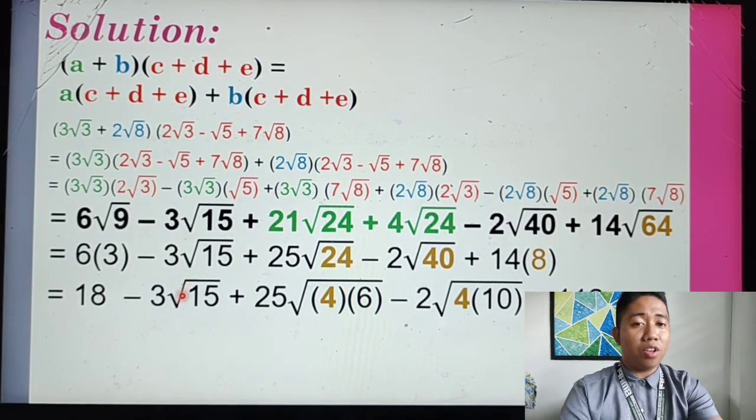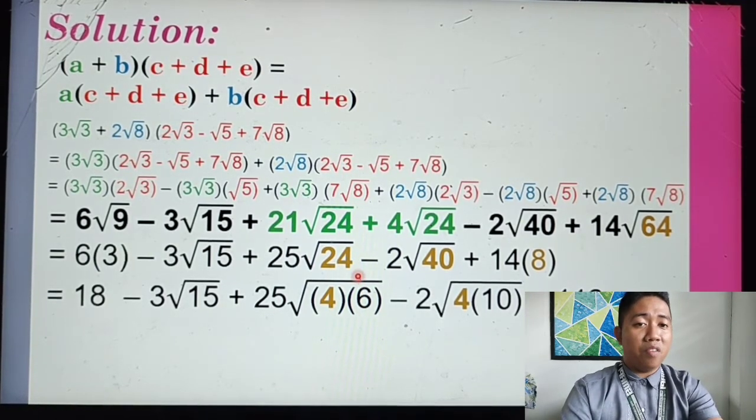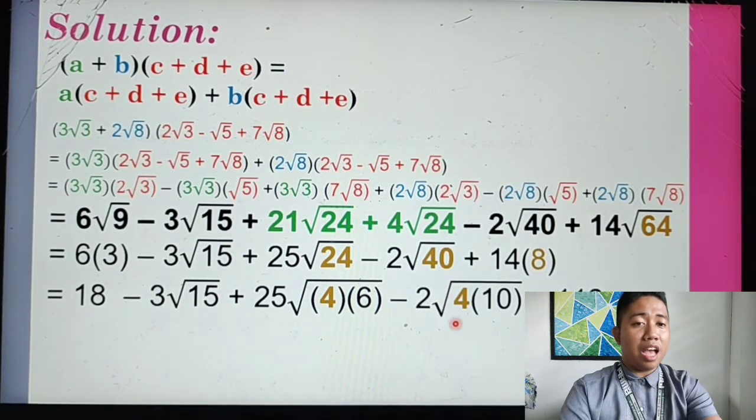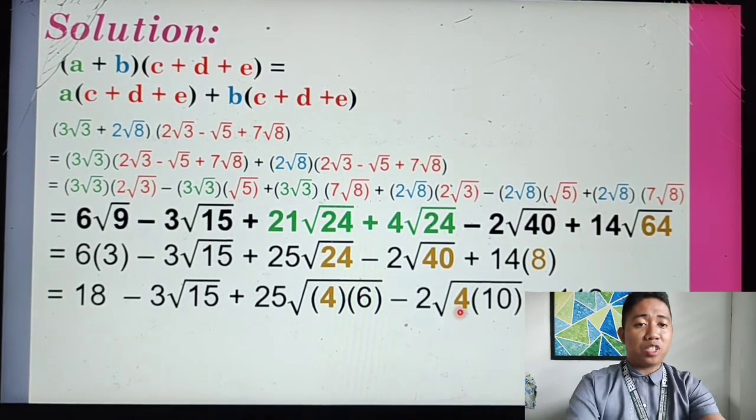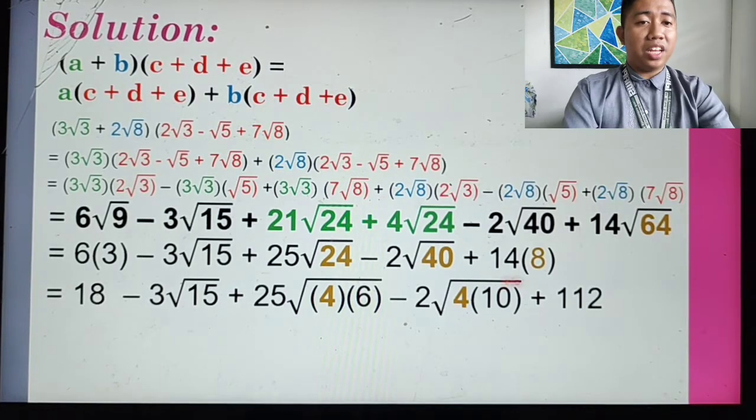Copy also the second term, and then we get the possible factors of the radicand, which is 24, to get at least one of the perfect square factors. So we have 4 times 6 has a factor of 24. And then 2 square root of 40, which has at least one perfect square factor, which is 4. So we have 4 times 10, we get 40. And of course, the last term, 14 times 8, which is 112.